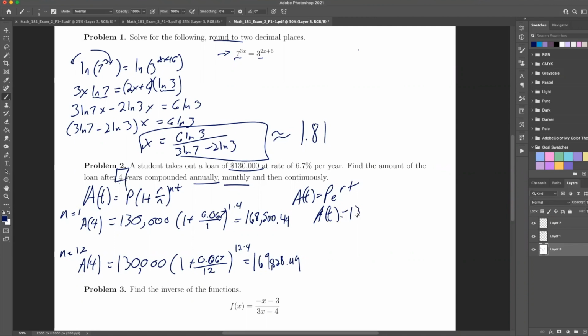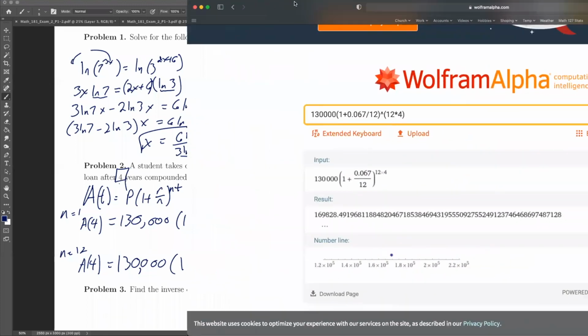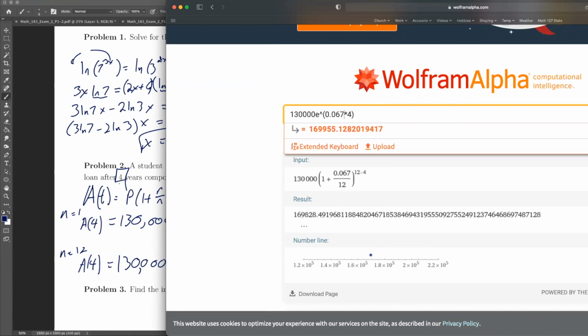So this is equal to 130,000, sorry, e to the 0.067 times 4. I'll go ahead and plug that in. And it should be really close to these numbers. If they're not really close to those numbers, you did something wrong. All right, so just get rid of this, put an e here, and we just put in 0.067.